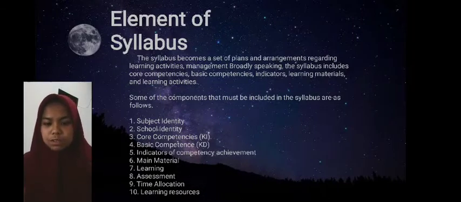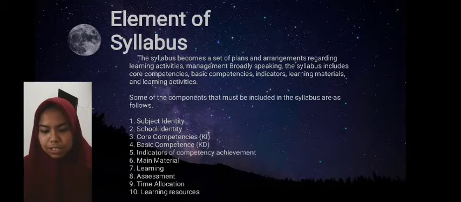B. Elements of the syllabus. Broadly speaking, the syllabus includes core competencies, basic competencies, indicators, learning materials, and learning activities. Some of the components that must be included in the syllabus are as follows. 1. Subject identity. 2. School identity, containing the name of the education unit and class. 3. Core competencies are a description of competencies in the aspects of attitude, knowledge, and skill that must be learned by students for school, class, and subject levels.